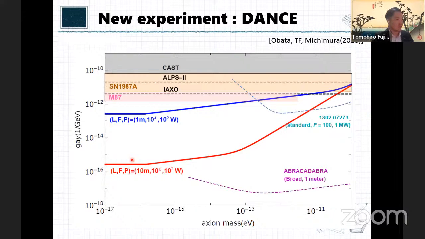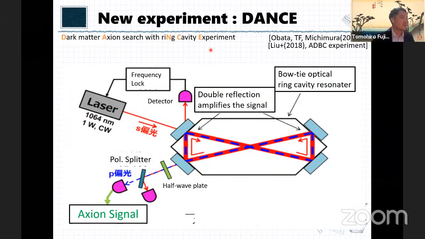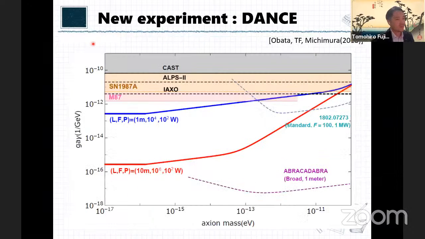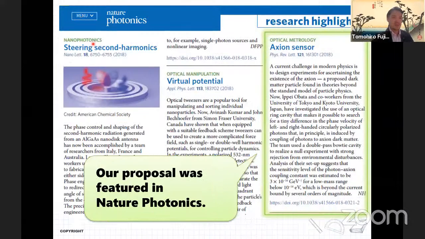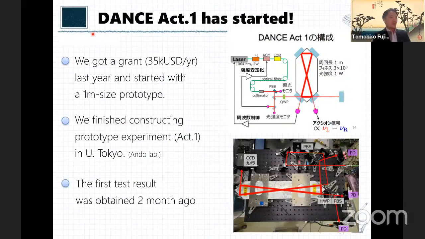This is our proposal. We call it the DANCE experiment. I forgot to say that: Dark matter Axion search with ring cavity experiment. We call it DANCE. So we can improve the constraint by several orders of magnitude with a tabletop experiment. Some optics people are also interested in this, and Nature Photonics wrote an article about it.